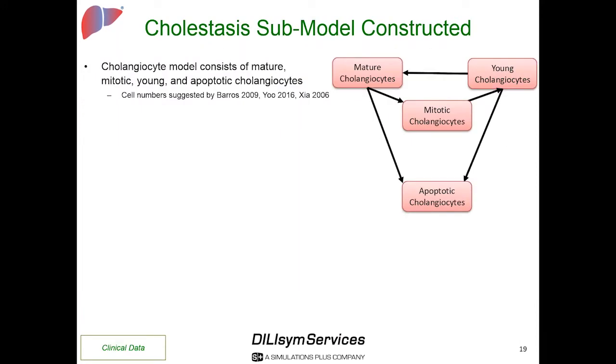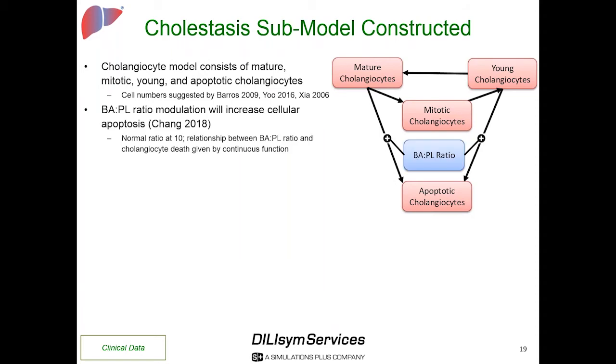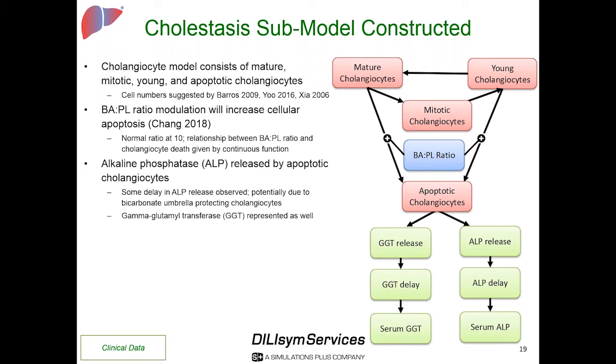So the cholestasis submodel was constructed as shown here. We have different stages of the life cycle for the cholangiocytes. We've also represented the ratio of bile acids to phospholipids, and added that as a variable in. And finally, of course, we have the downstream biomarkers associated with this process.